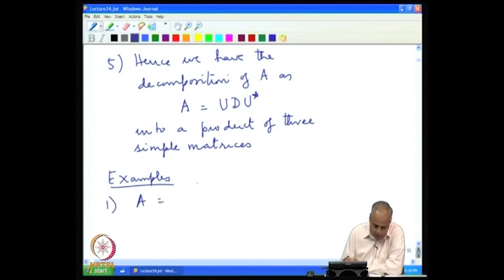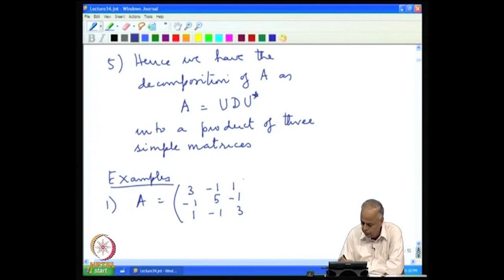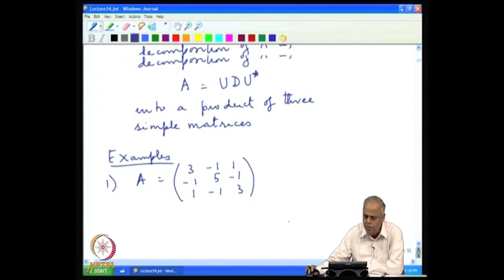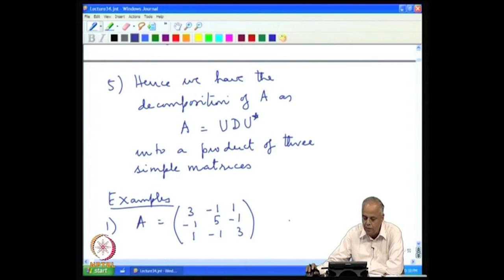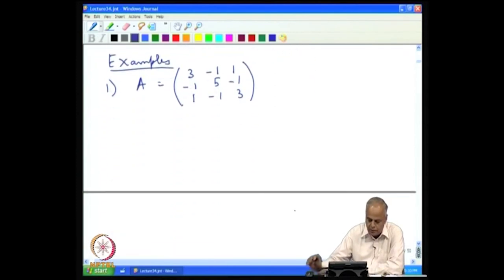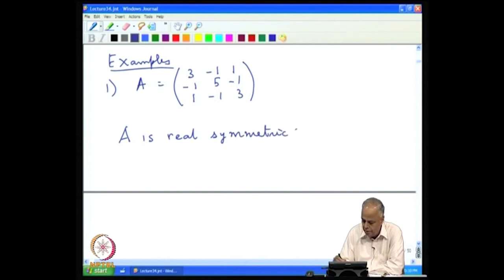Consider the matrix A equal to 3 minus 1 1, minus 1 5 minus 1, 1 minus 1 3. Notice that this is a real symmetric matrix, and as we observed yesterday in the last lecture, in the real symmetric matrix case, in place of unitary, we get orthogonal matrices. That is, U is real and U star becomes U transpose. So, now let us look at this matrix. A is a real symmetric matrix.